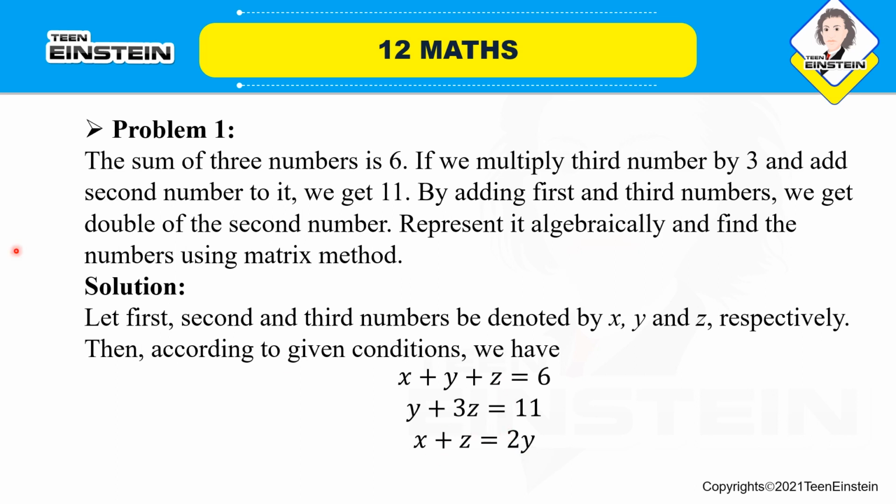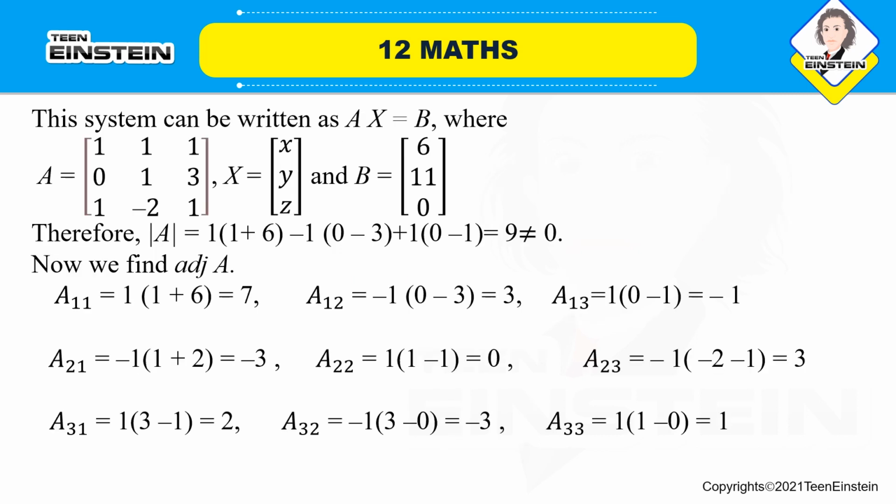So what are the system of equations? x plus y plus z equal to 6, y plus 3z equal to 11, and x plus z equal to 2y. So we have represented it algebraically. Now we are going to solve the system of equations using matrix method. So the above system of equations can be written as Ax equal to b, where A is the coefficient matrix.